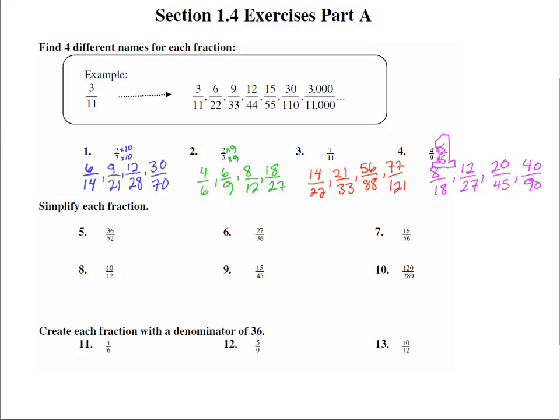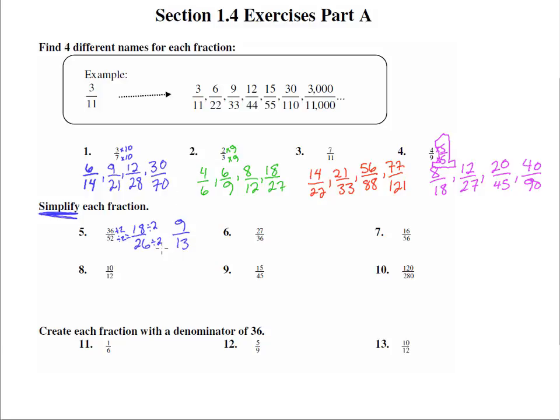Okay, number 5. This says to simplify, which means we've got to go the other direction. Somebody already multiplied it by some stuff, and we've got to go backwards. 36 and 52. That looks like kind of a toughie. They're both even numbers. They end in 6 and 2, so let's do that first. Divide by 2 and divide by 2. So just the opposite of what we did up here with multiplication. 36 divided by 2 gives us 18 over 26. They're still even, so we can divide by 2 again. If they're even, 2 will always do it.